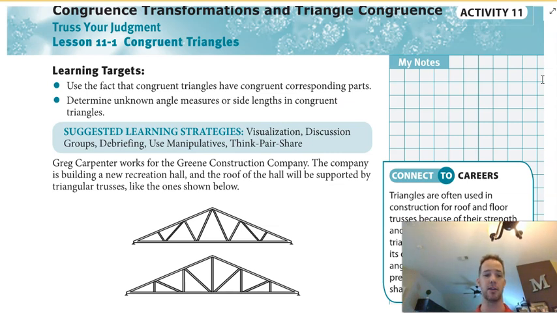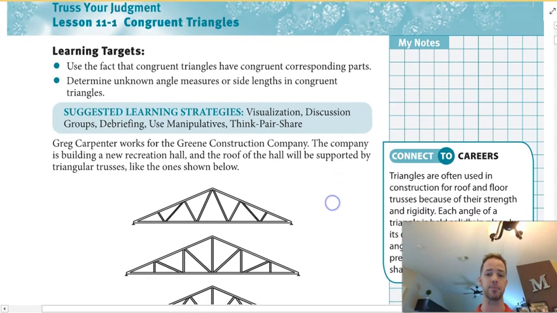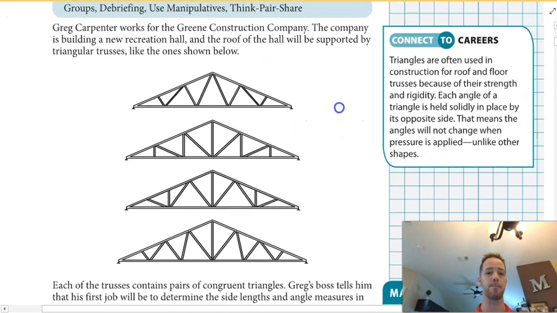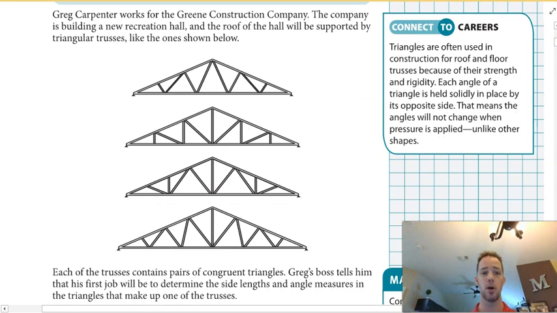So Greg the carpenter works for a Green Construction Company. The company is building a new recreation hall. The roof of the hall will be supported by triangular trusses like the one shown below. I'm sure you guys have seen some of these in some houses under construction. We have some triangular shaped trusses here.